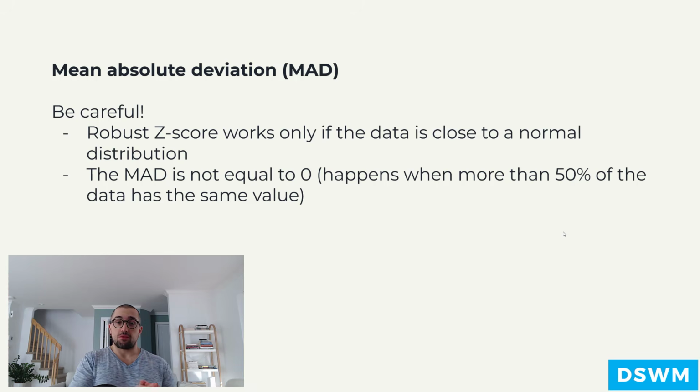Now you have to be careful. Like I said, this is some kind of a baseline method, very naive, but you have to be careful. The z-score method only works if your data is close to a normal distribution. So that is first, and second, your MAD must not be equal to 0. Of course, if you're dividing by 0, it's going to be very bad, right? And that happens usually when more than 50% of the data has the same value, okay? So if that is the case, usually you cannot use the MAD in that situation.